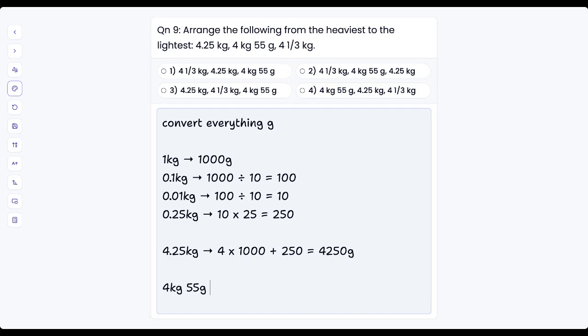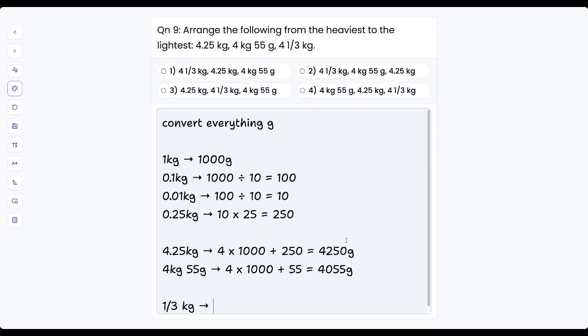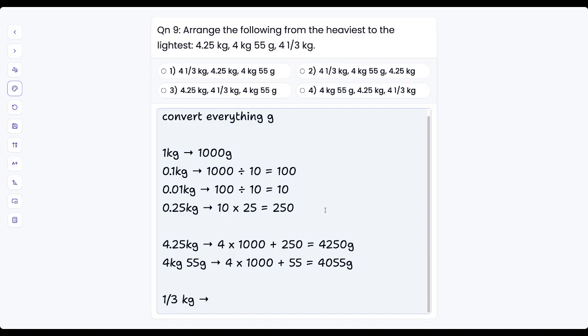55 grams is equal to 4 times 1000 plus 55, which is equal to 4055 grams. Okay, and last one, what is 1/3 kilogram? Okay, so in this case, this is where the hard part is. But if you just divide, right, so 1/3 kilogram is basically 1000 times 1/3, which is the same as 1000 divided by 3. Okay, and in this case, if you were to calculate, it's basically 333.33 and then dot dot dot.